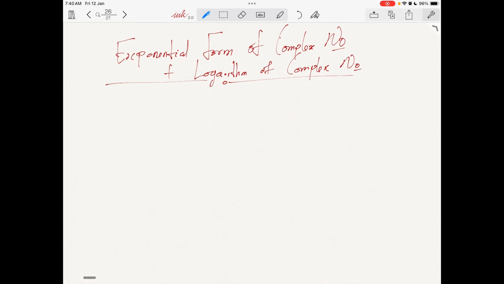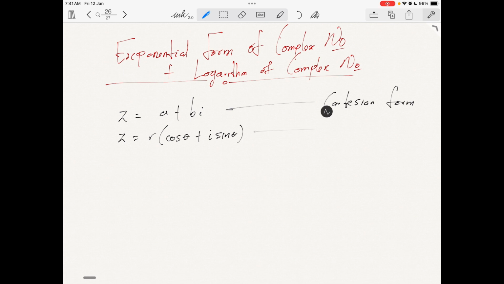Now we'll be talking about the exponential form of complex numbers, alongside the logarithm of complex numbers. Now let's take a quick recap. Given z is equal to a plus bi, this is in Cartesian form, and if you have z is equal to r(cos theta plus i sin theta), this is in polar form.